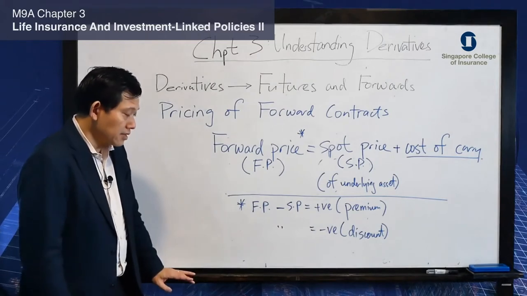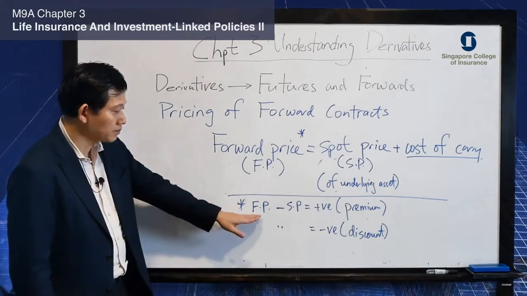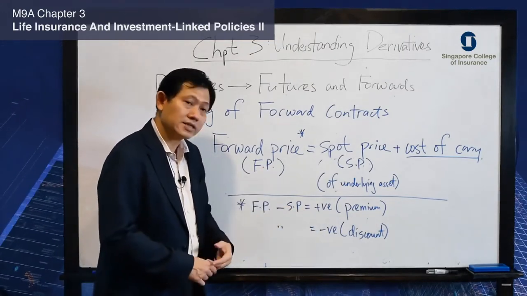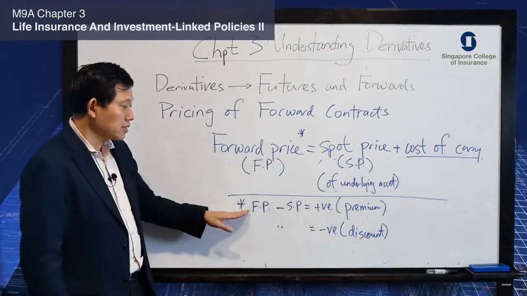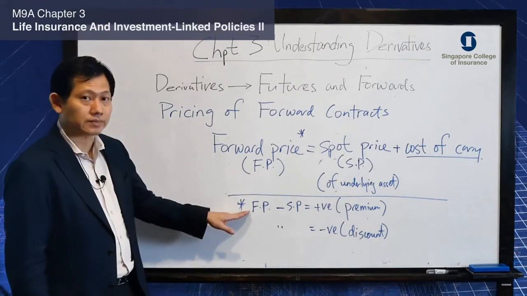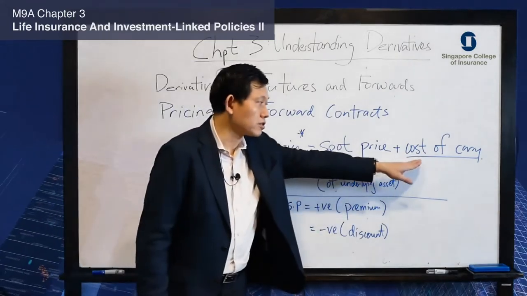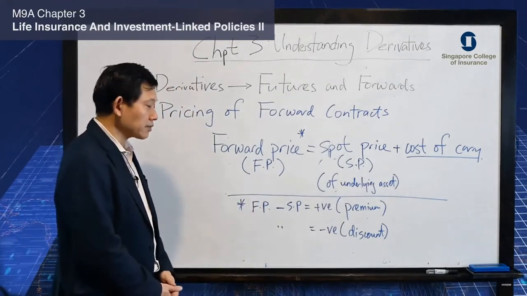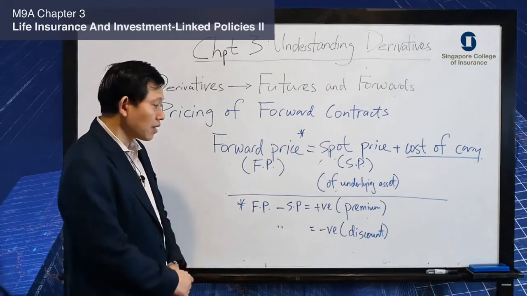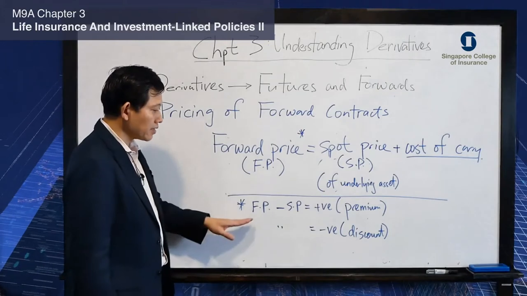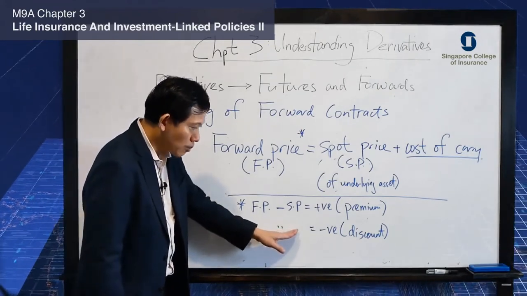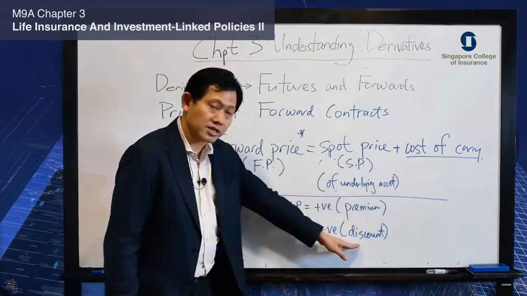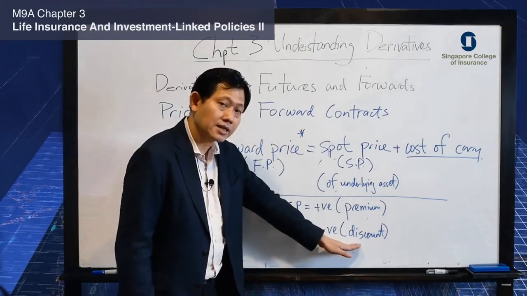For the purpose of your understanding in this book, let's remember, forward price minus the spot price, if it gives you positive, it means the cost of carry is at a premium. This is the commonsensical and normal situation because you have to factor in the additional cost of bringing the product from point A to point B. So 90% of the time, it should be like that. However, there will be certain situations where FP minus spot price gives you a negative result. That is possible. Under this situation, we call it a discount. Your cost of carry is having a discount.